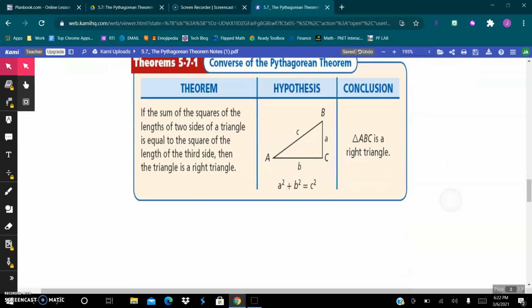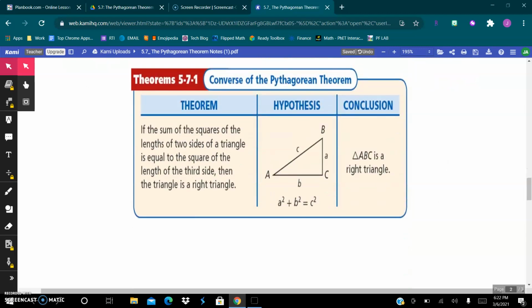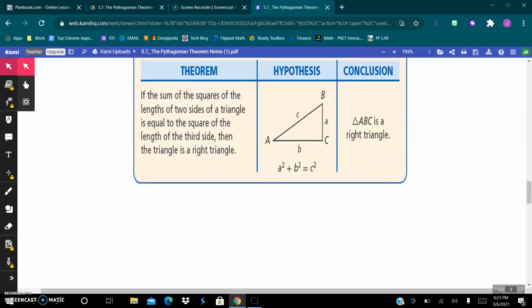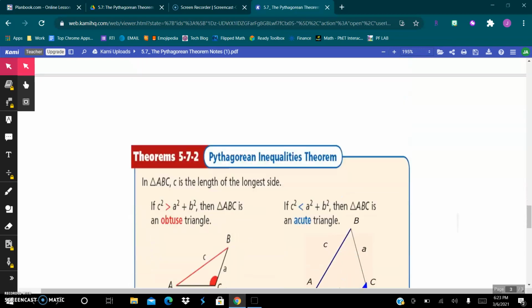All right, the converse of the Pythagorean theorem says if the sum of the squares of the lengths of 2 sides of a triangle is equal to the square of the length of the third side, then the triangle is a right triangle. So if the sides work in the Pythagorean theorem, then we know it's a right triangle. Before, when I told you to use the Pythagorean theorem, I said it only works in right triangles. So this is flipped around. That's why it's called the converse. It's telling us if it works in the formula, then it is a right triangle.